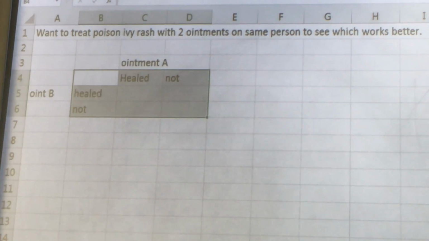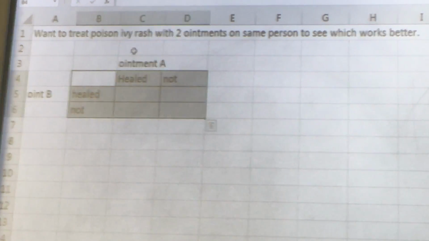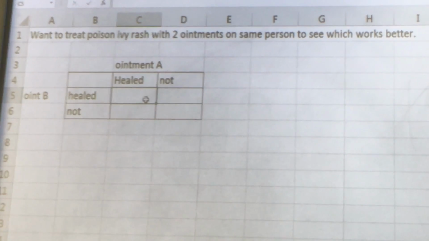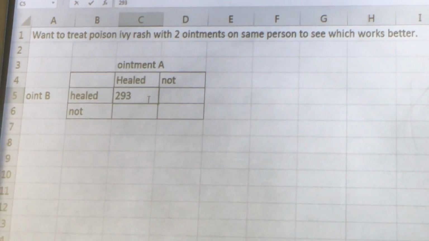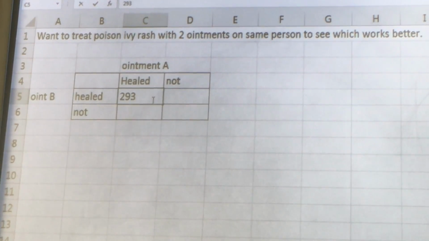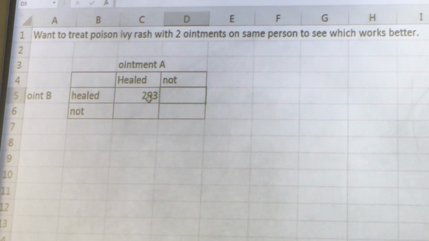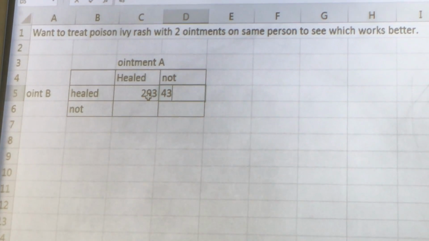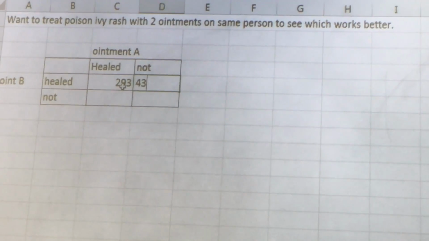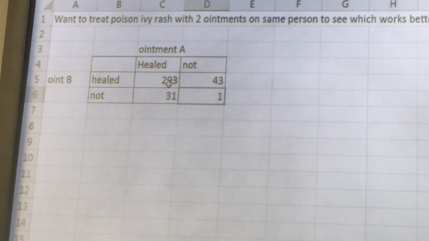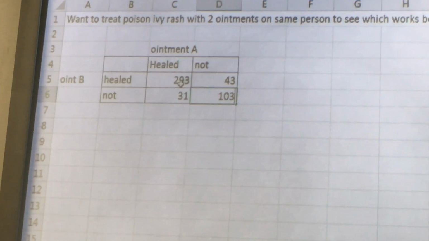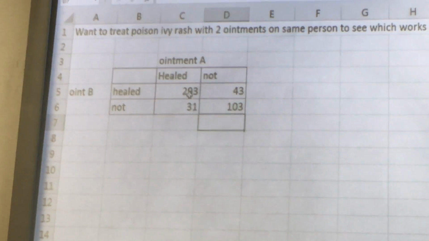Okay, I'll put these in boxes so it's a little easier to see. Okay, so you got 293 that were healed with either ointment. You have 43 where it was healed on B, but not on A. You've got 31 where it was healed on A, but not on B. And you got 103 that didn't heal either one of them.